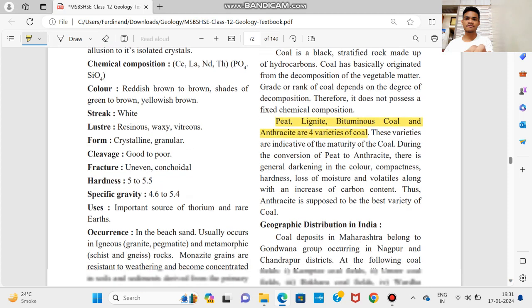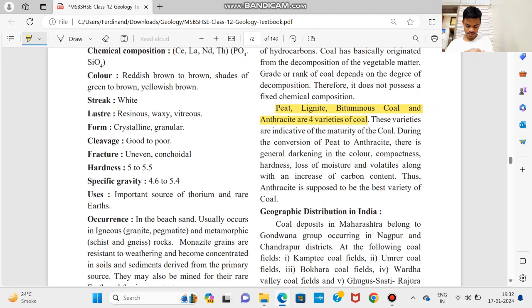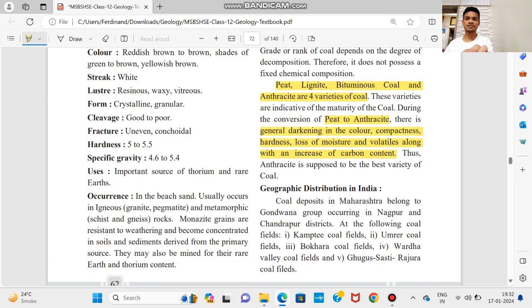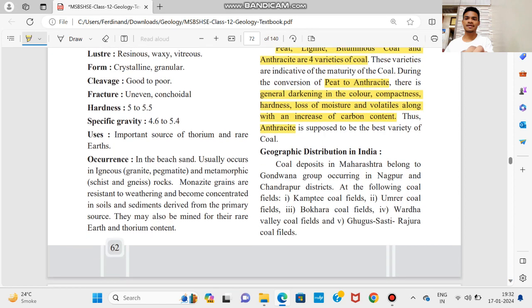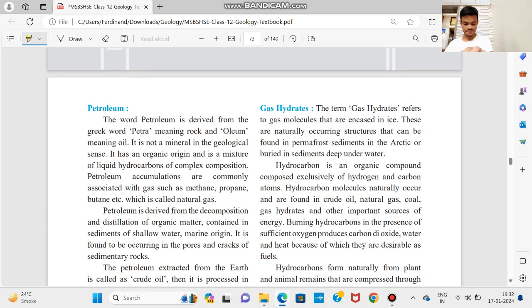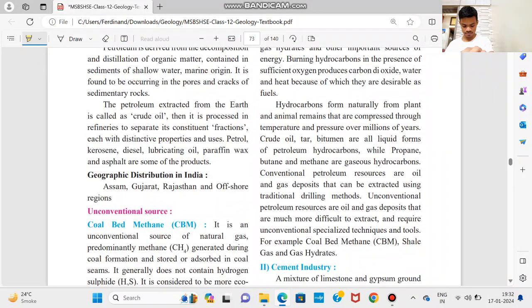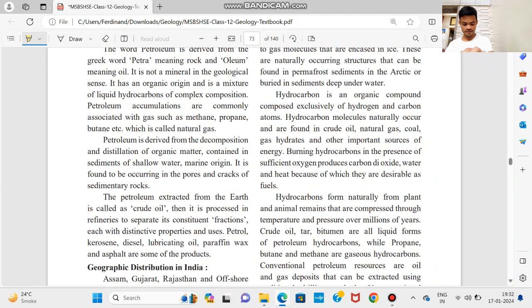So you gotta mark this thing, the 4 varieties of coal. Then you come down, the transition from peat to anthracite. This is the reason for the transition. Okay, and the best variety of coal is anthracite. Then the geographical distribution of industrial minerals in India. Then you come down. Then petroleum, yes, these are the important gases in petroleum.